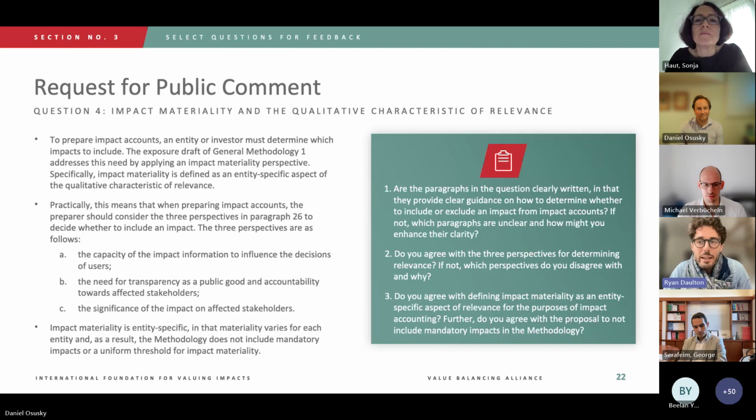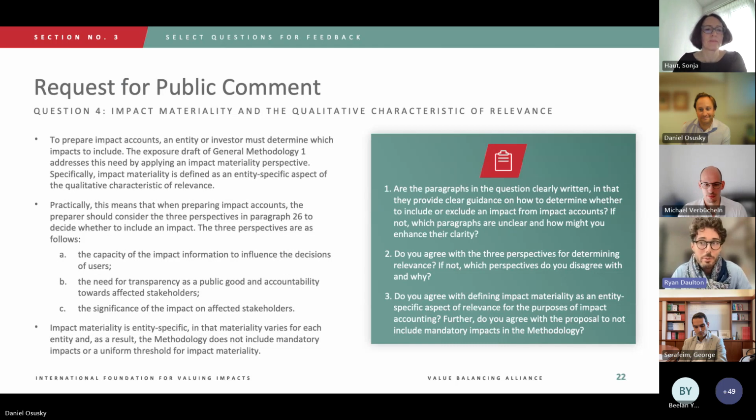Impact materiality is, again, entity specific. The materiality varies for each entity, and the methodology itself does not require any mandatory impacts or contain a uniform threshold. So the question is, are the paragraphs in this section clearly written? Do they provide clear guidance on how to determine whether to include or exclude an impact from impact accounts? If not, which paragraphs are unclear or ambiguous, and how might you enhance their clarity?